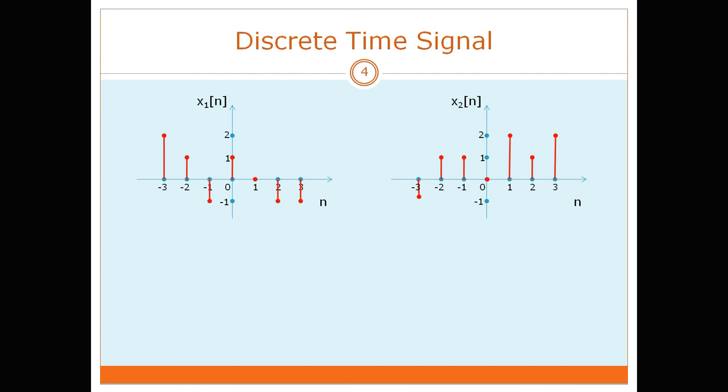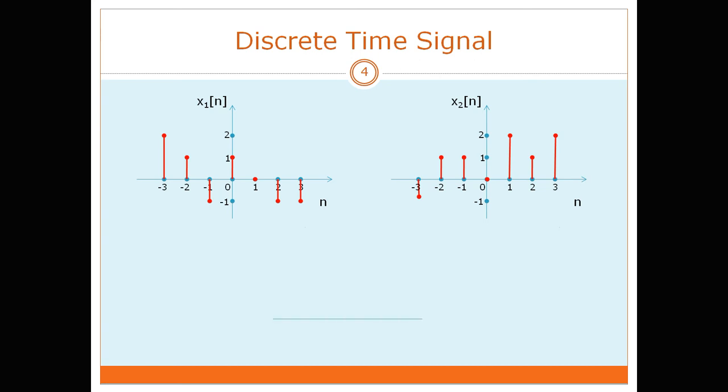Okay, y of n from x1 of n plus x2 of n, and we have to maintain the same type of graph, such that n, x1 of n, x2 of n, finally y of n. At n equal to -3, what will happen? At n equal to -3, the x1 of n value is 2, x2 of n value is -1, so the final value will be 1. Okay, that type of table you need to frame definitely. And finally I would like to draw the final graph, the final signal.